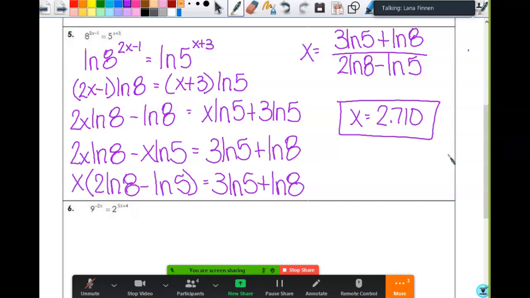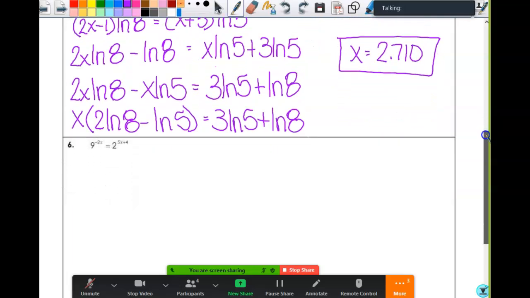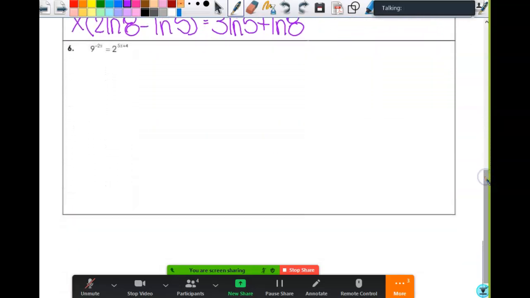All righty, last one. So I've got 2 bases that are different. So I'm going to take the natural log of both sides. Natural log of 9 to the negative 2x power equals the natural log of 2 to the 5x plus 4 power. Okay. Why don't you see if you can work through this one on your own? I'll give you a head start, and then I'll get it started. If you get stuck, ask me a question or look up here, but don't just copy mine down.